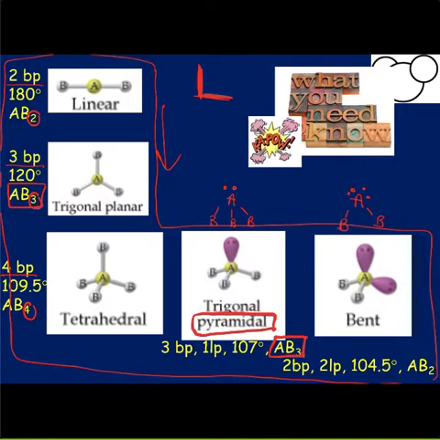They'll accept that as a name. And the reason it's pyramidal is because this is slightly like triangularly in shape. And this is bent or V-shaped because it is bent or V-shaped.